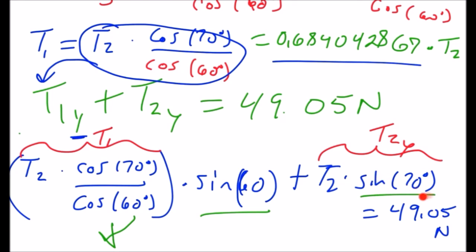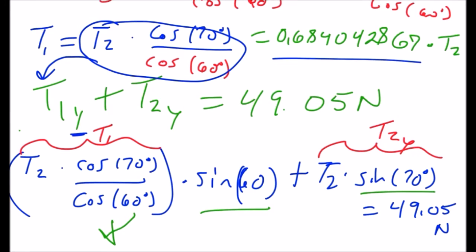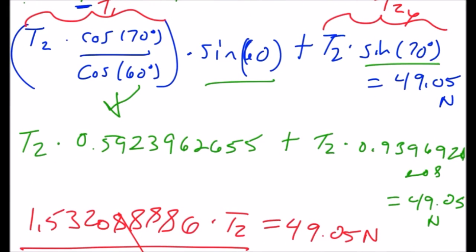No, because it's equal to 49.05. This is still a different term over here. You could turn that into a numerical value, which is what we did down here on the bottom. What do you mean, break t2 up into the cosine over cosine, like we did with the first one? I guess I'm not understanding that question. Like, why on the left side is it t2 times cosine of 70 over cosine of 60? Yeah. On the right side it's just t2.